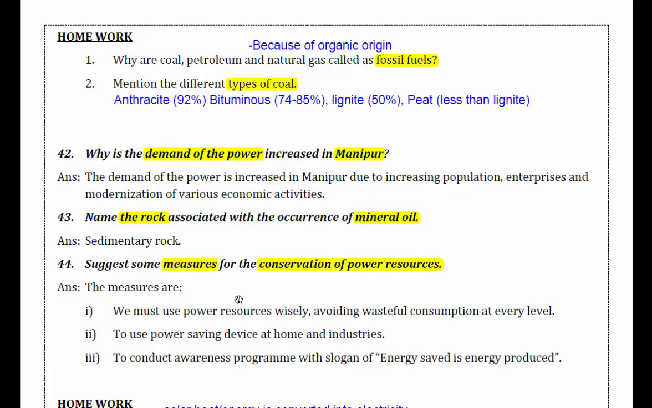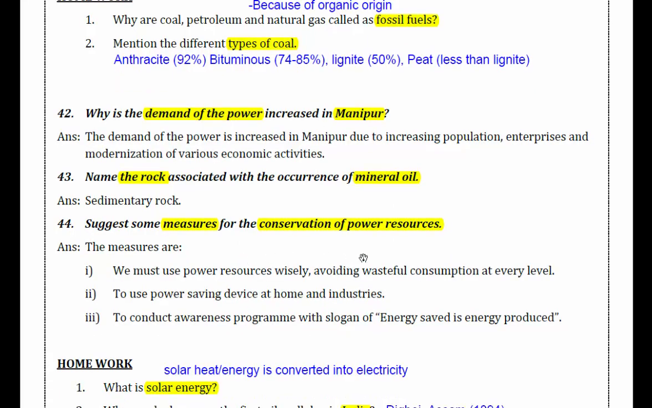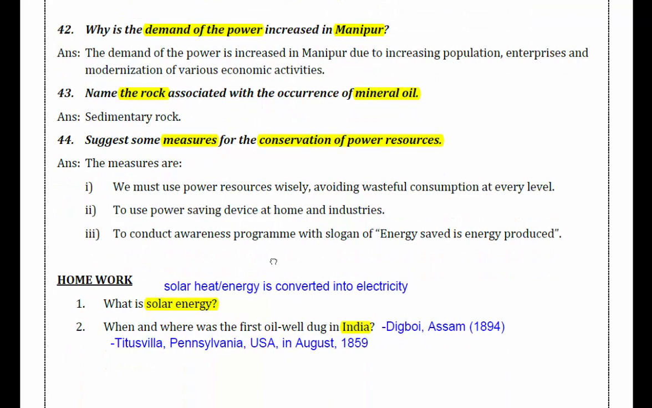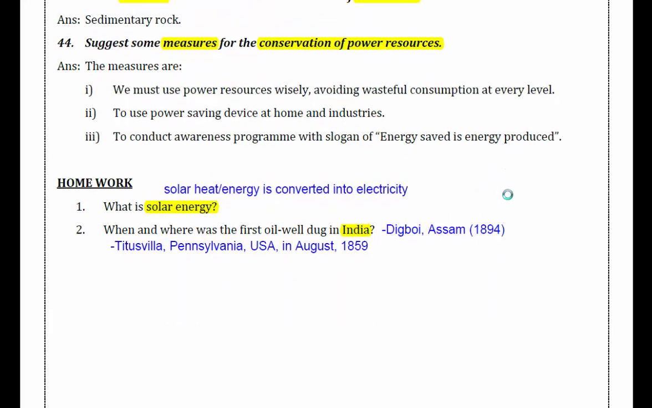Suggest some measures for the conservation of power resources. We must use power resources wisely, avoiding wasteful consumption at every level. Number one, the use of power saving devices at home and in industries. Okay, to conduct awareness programs with the slogan: energy saved is energy produced. Homework. What is solar energy? Solar energy refers to solar heat, or in solar energy, energy is converted into electricity.